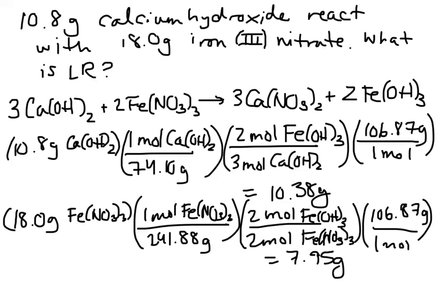So what is our limiting reagent? Iron nitrate. You should have gotten that whether you went to calcium nitrate or iron hydroxide. Any questions on that? Okay. Let's talk about percent yield.